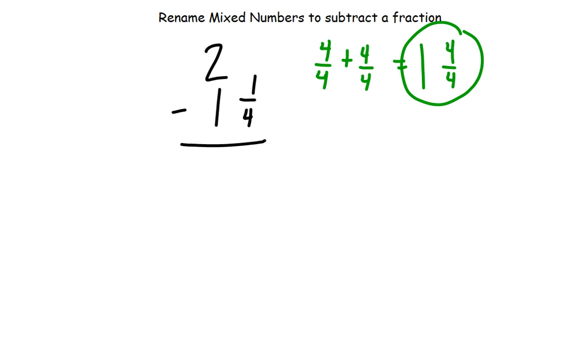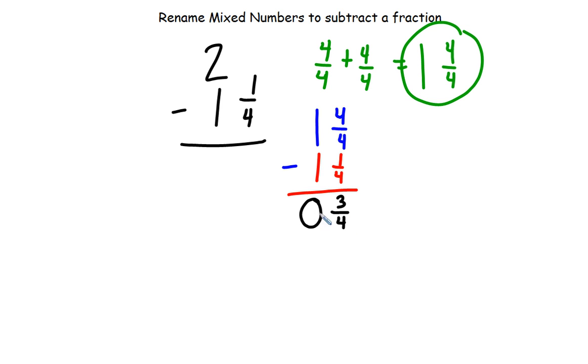So I'll end up with a new problem, and it will look like this: 1 and 4/4, and I'm going to take away from it 1 and 1/4. Let me go ahead and do that in a different color so that you can see it better. So 1 and 1/4. All right. Now, I can just subtract like I do normally. 1 whole minus 1 whole gives me nothing, and I'll touch base on that in a second. And 4 minus 1 gives me 3, and the 4 stays the same.